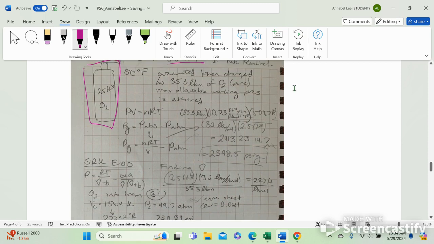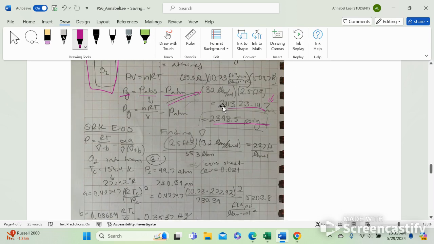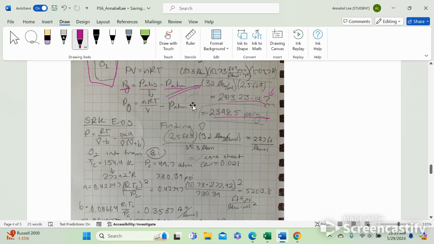So it asks you to find the pressure, which you can find as gauge using P absolute minus P atmospheric. P absolute is just the ideal gas problem, where we're treating O2 as an ideal gas. You do this calculation for the absolute pressure, subtract the atmospheric pressure right here, and you get gauge pressure. Really high gauge pressure, so that oxygen is highly pressurized.